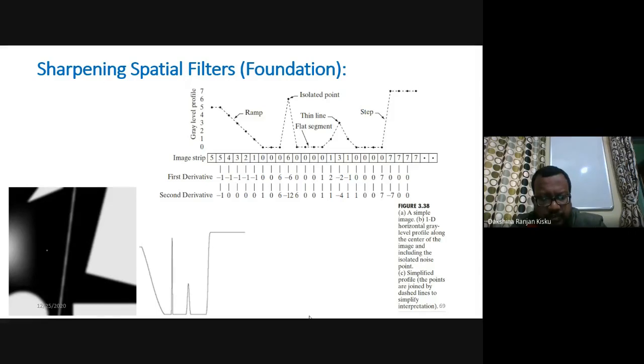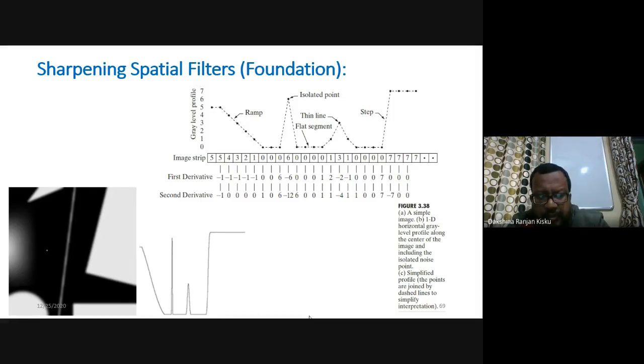Here you can see the corresponding horizontal profile along the center of the image, including the isolated noise point, and then we obtain the simplified form of this profile. This simplified form is given above these two images. In the simplified form we label the profile by different gray level values. Here we can see the ramp, the isolated point, the thin line, the flat segment which is the horizontal line, and the steps. Now if we apply the first derivative and second derivative on the flat segment, what will be the effect we can see in the image, or how the values will change?